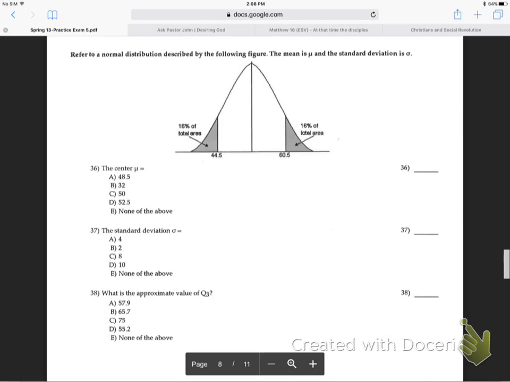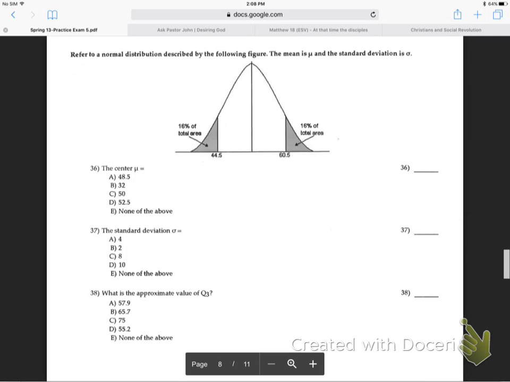Okay, so I'm on number 36. First off, it asks you for the center. Let me give you a second. Can you find the center? Actually, we've done that. How do you find the center there? How do you find the middle of those two?